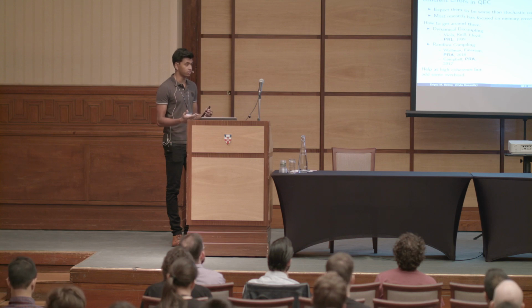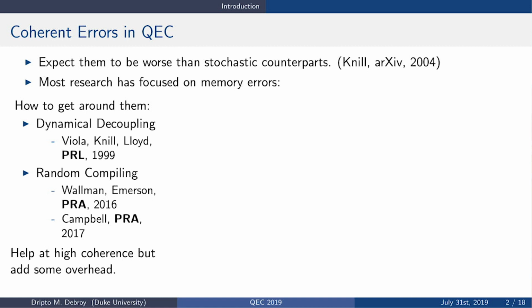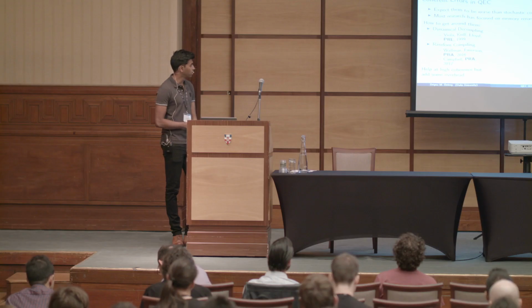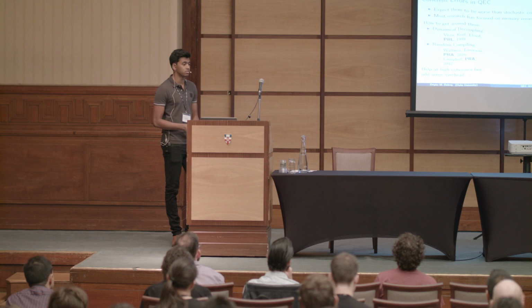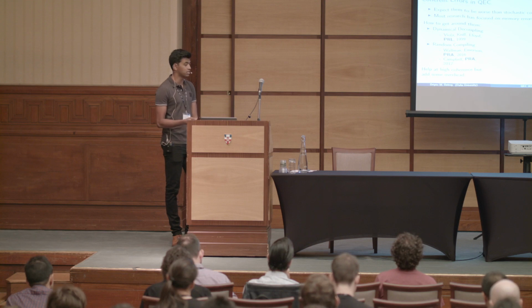You don't want your errors to be increasing rapidly, and so these errors are going to be harder for us to correct. Most research so far has been on memory error, which is some sort of small IID rotation that's constantly occurring in your system. There have been three major research thrusts about coherent error, painting in broad strokes. First are ways to get around them: dynamical decoupling, which has been talked about a few times in this conference already, and random compiling, which basically has the goal of having your coherent errors not be in the same direction so they don't add. These help at high coherence, but do add some overhead.